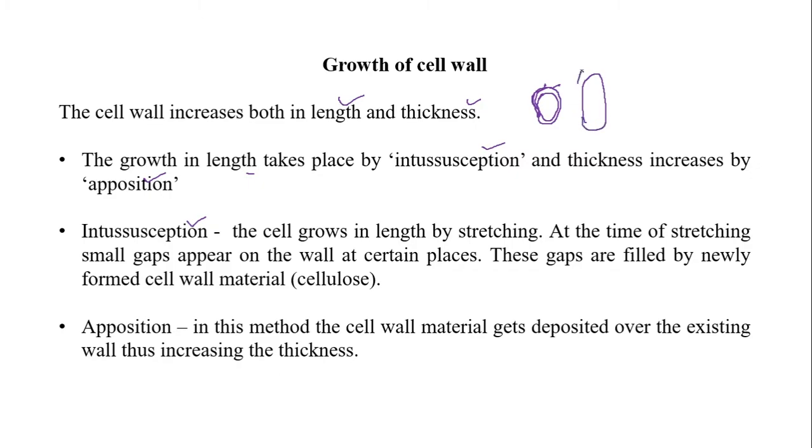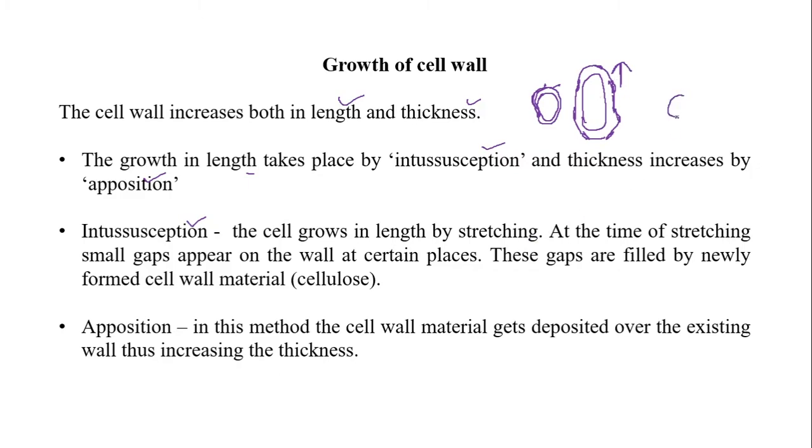the cell expands, and the cell wall, because it cannot hold it anymore, ruptures. And the gaps which are created are sealed by the cell wall material, which is secreted by the protoplast, forming the complete cell wall. This method of elongation of the cell wall is called intussusception. This helps in the increase in the length of the cell.